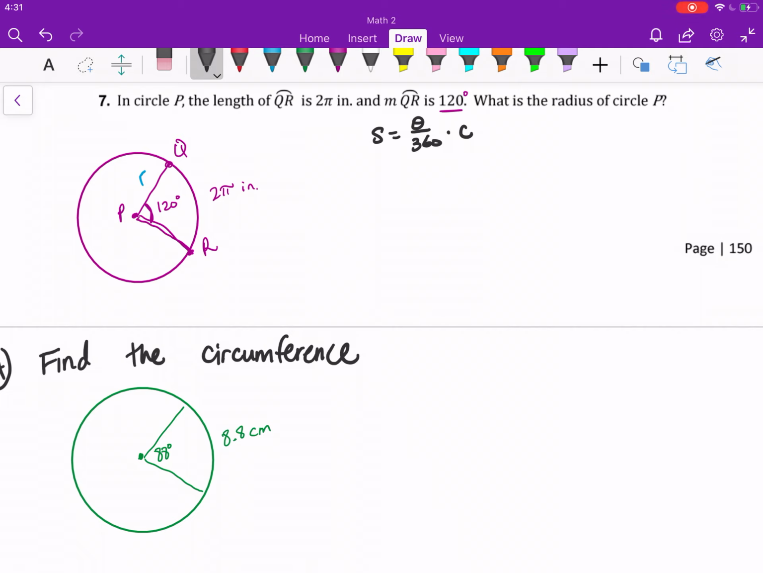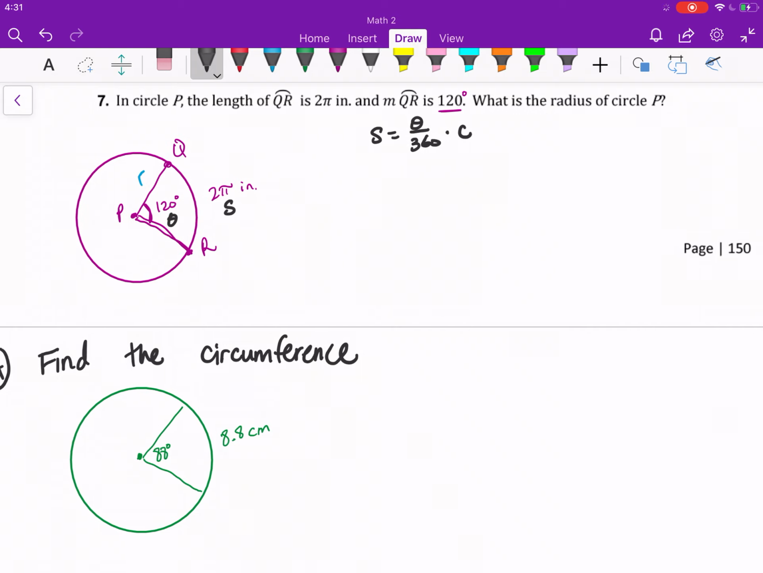So we have theta right here. We also have our arc length. We don't have circumference, but that's not actually what we're looking for. We're looking for the radius. Okay. So what I'm going to do is I'm going to go ahead and do a little substitution as well. I know that the circumference is the same thing as 2 pi times the radius. So rather than putting C right there, I'm going to go ahead and rewrite that as 2 pi r.